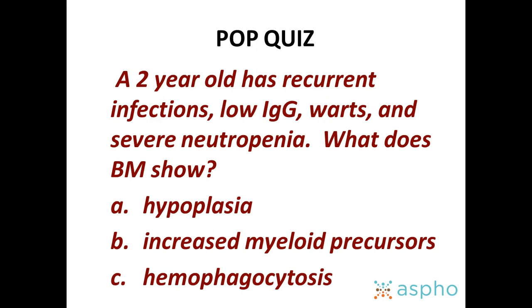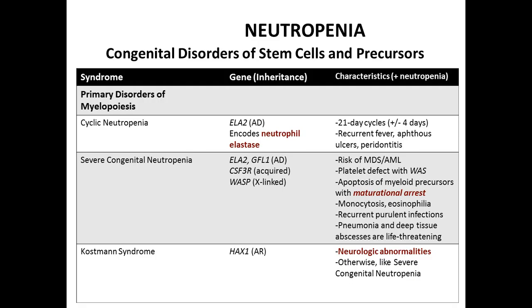All right, so a 2-year-old with recurrent infections, low IgG, warts is a key, and severe neutropenia. What does the bone marrow show? Let's think about that for a second. I'm not going to put anyone on the spot. So increased myeloid progenitor. We're going to get to WHIM syndrome in a little bit. This is a WHIM syndrome case.